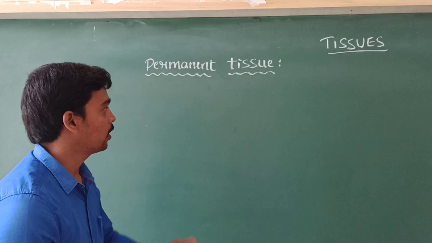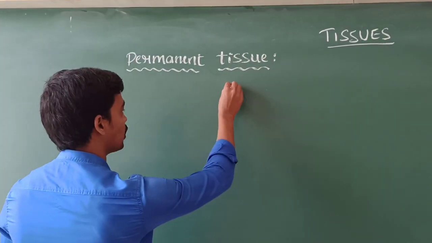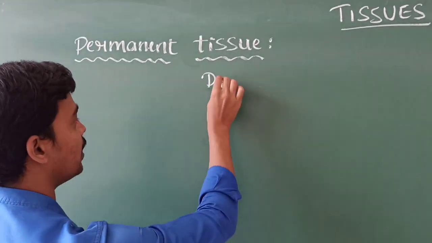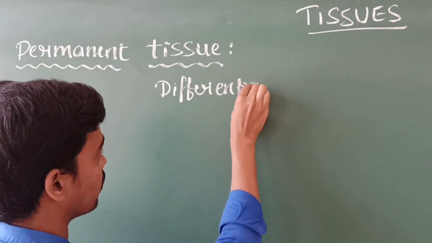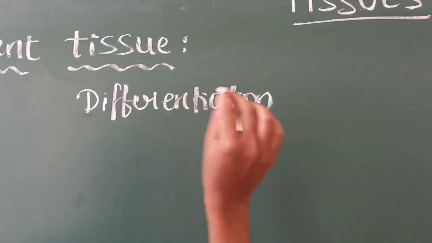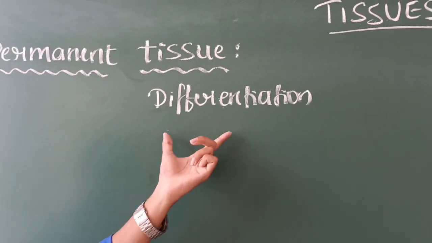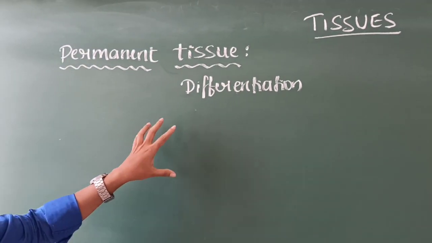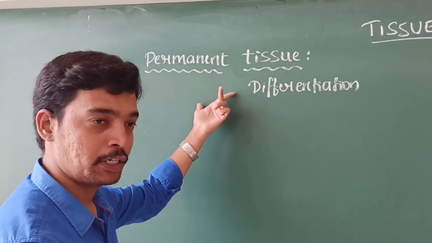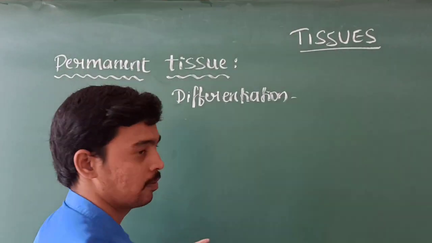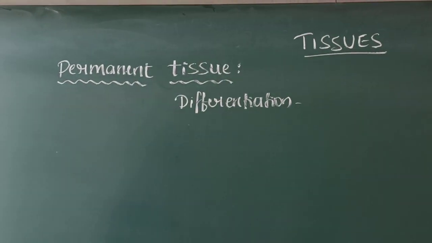Permanent tissue. The meristematic tissues are converted into permanent tissue by a process called differentiation. What does differentiation mean? The definition of differentiation is the process by which the meristematic tissue is converted into permanent tissue. That is one definition.